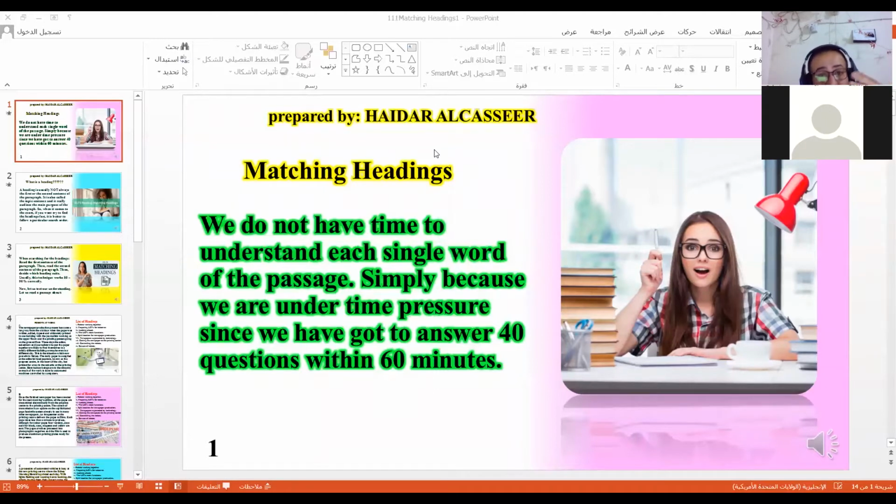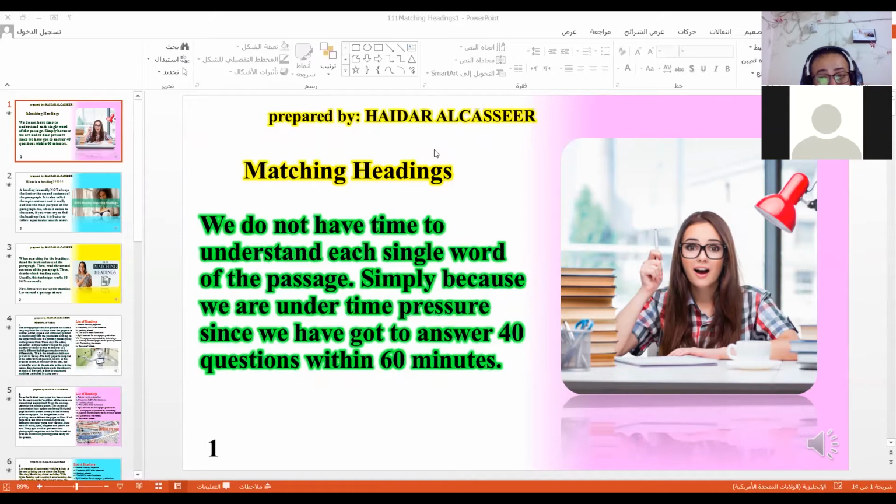Matching headings. I want to repeat the explanation with recording it. We don't have time to understand each single word of the passage simply because we are under time pressure, since we have got to answer 40 questions within 60 minutes. That means 90 seconds, 1.5 minutes for each question.